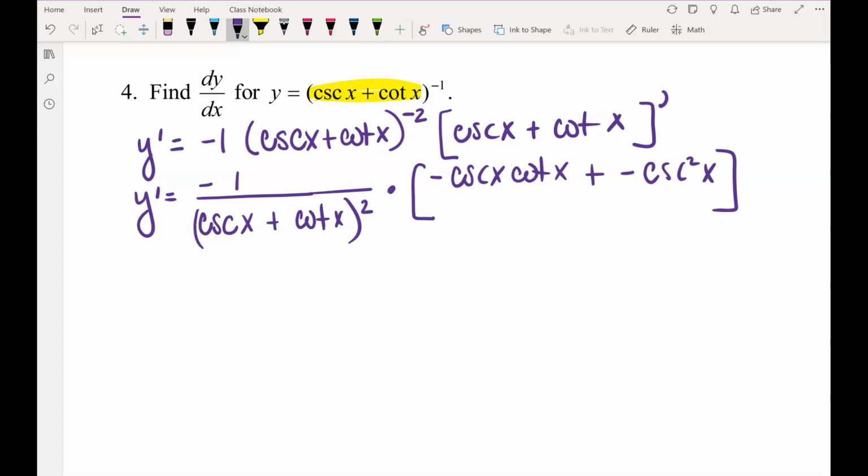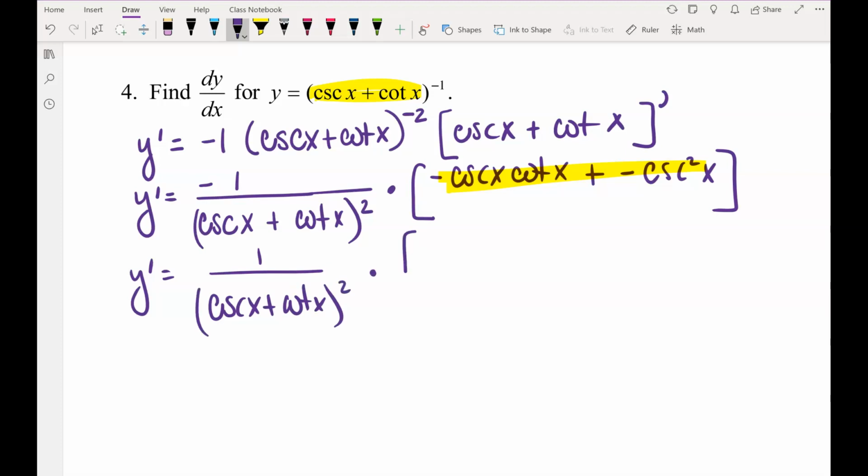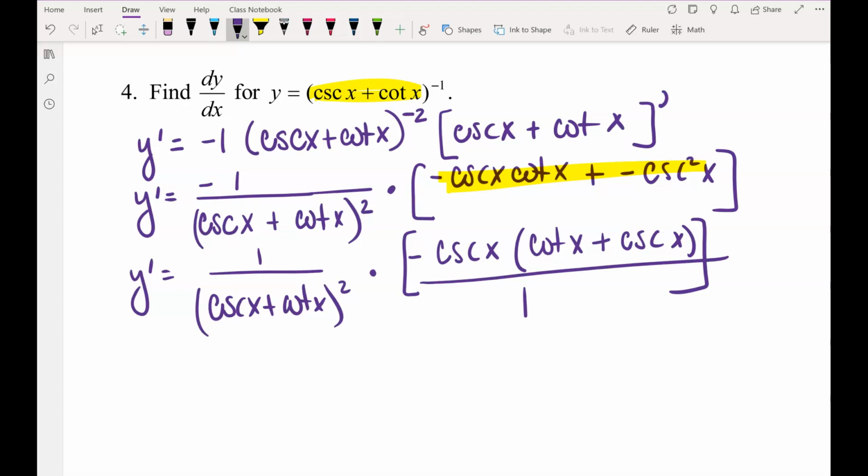As you can see here on the right side, we can take out a common factor of a negative cosecant. So y prime equals 1 over cosecant of x plus cotangent of x, all of that still to the power of 2, times, over here, factor out a negative cosecant of x. We are now left with a positive cotangent of x, and I'm taking out one negative cosecant, so I'm left with one positive cosecant of x, just like that. Okay, and if we want to, we can write it over 1, because when you have two fractions, it's easier to multiply. Now, what do you see?